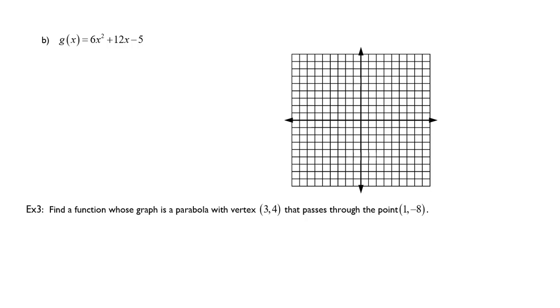Welcome back to part 4 on quadratic functions. We are looking at part B here, and we have g of x equals 6x squared plus 12x minus 5. We need to put this in standard form or vertex form, and so I'm going to group the first two terms. Then I'm going to factor out the common factor, the leading coefficient, so that my leading coefficient with the x squared is 1.